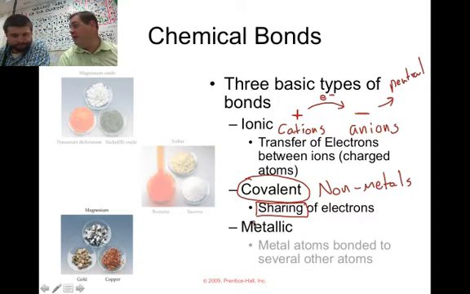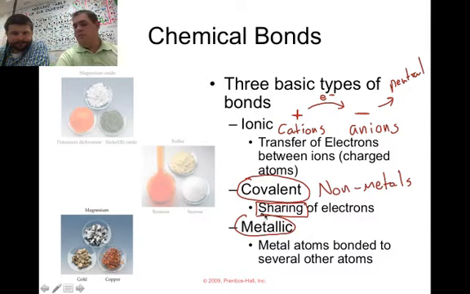Then we also have this kind of bond called a metallic bond. This doesn't happen real often. But basically, metals such as copper will bond multiple atoms of itself with itself, creating a copper metallic bond between atoms of copper. So it's within itself mainly, or it can happen within other metals.